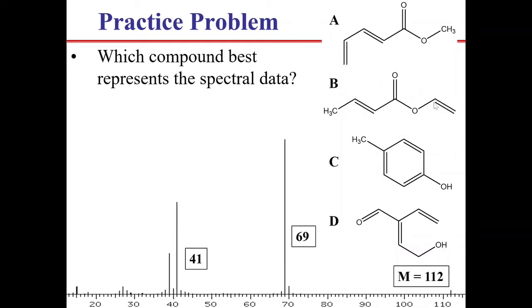In letter B, we have a vinyl group with 2 carbons and 3 hydrogens. That weighs 27, plus the oxygen gives us a mass of 43. If we were to clip this bond right here, we would lose 43 units of mass, which is exactly what we see right here. And then the carbonyl group would fall off to lose another 28 units of mass. So the degradation pattern matches B much better than it matches A.